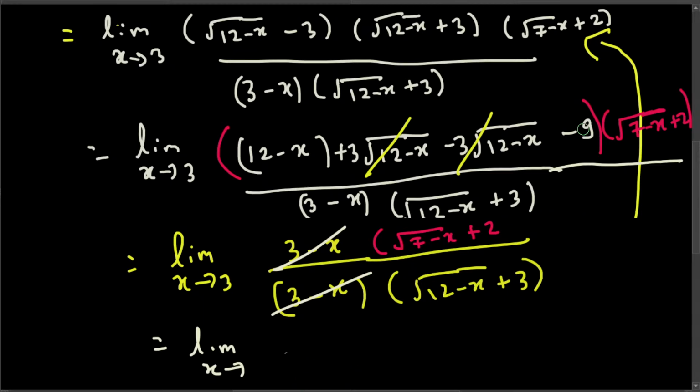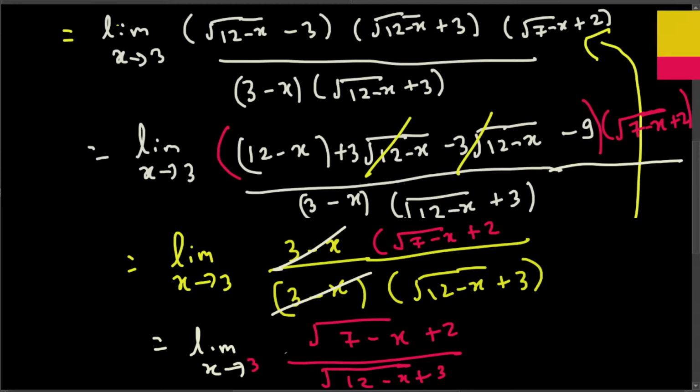So there's no worries, you can just bring it with this one, and it's still the same. So we are gonna have the square root of 7 minus x, plus 2, and then in the denominator we are gonna have the square root of 12 minus x, plus 3. Plus 3 is outside of the square root. And now we can go ahead and substitute 3 for the x values. Let's do that and see what we get.